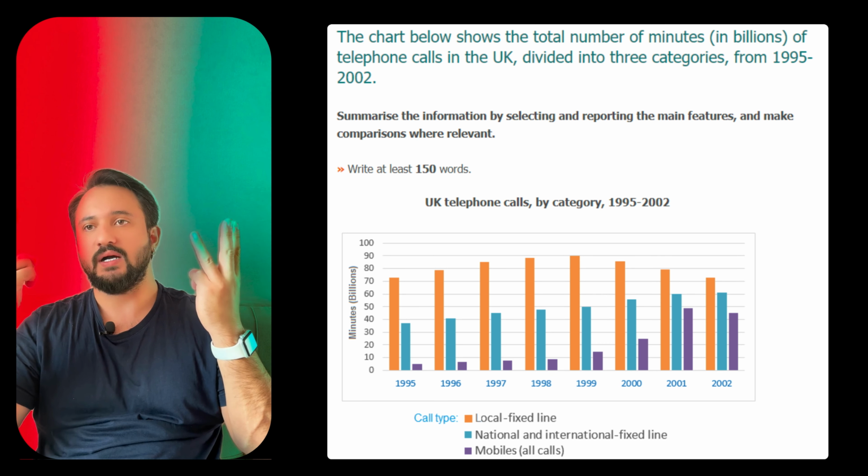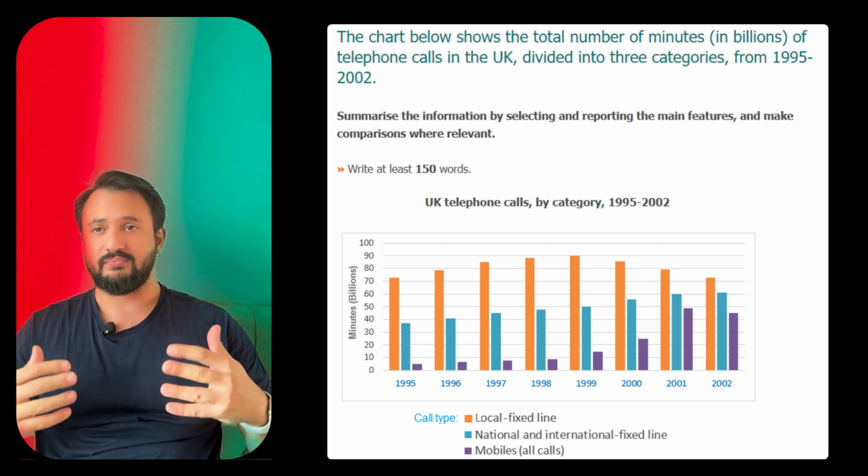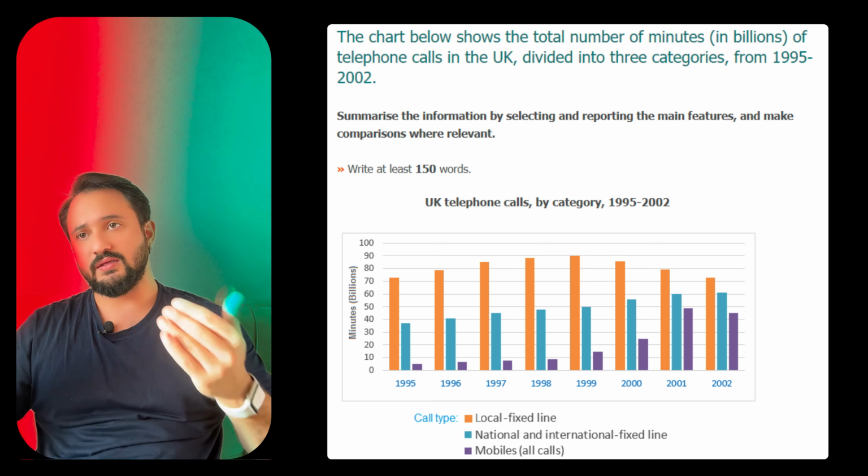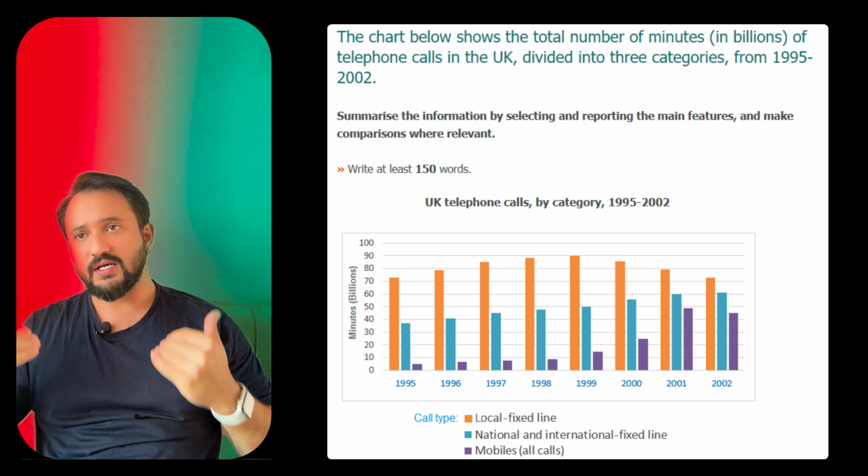Or I can make two groups from these call types. How? Local fixed line, national, international fixed line. So fixed lines can be one group. Okay? Because these are fixed lines. And so I can evaluate the data, numbers, changes under the headline of fixed line. Then in the second paragraph, I can mention mobile phones. In conclusion, I can compare, contrast them. Okay? It's in another way.